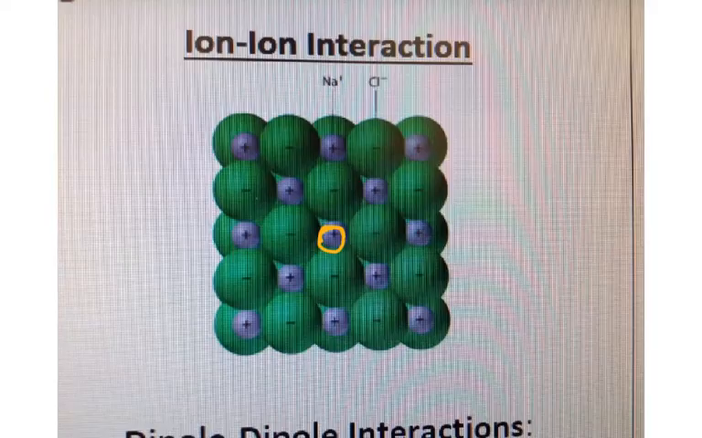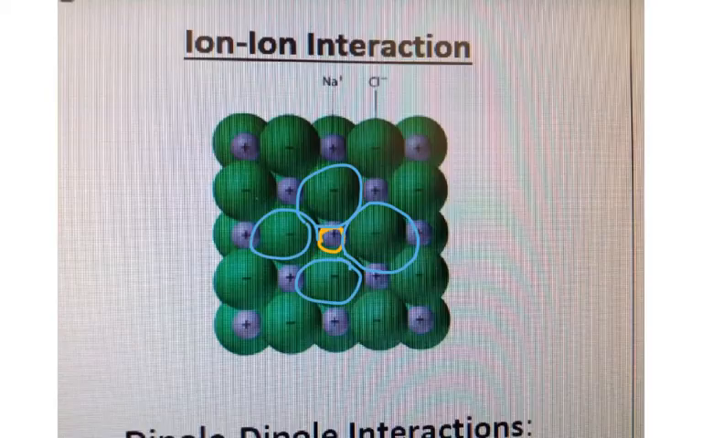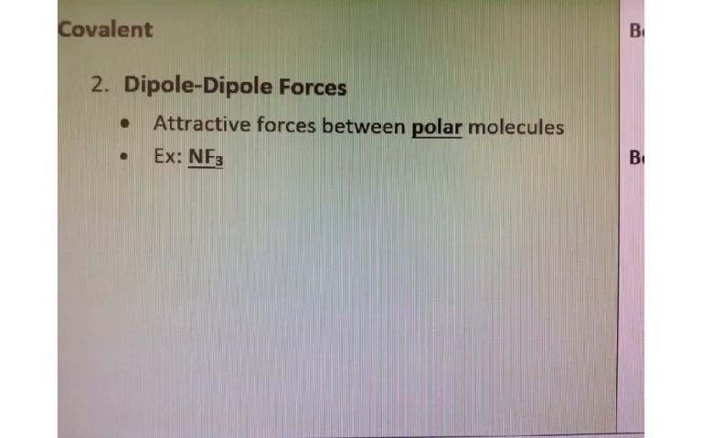Well, it exists by itself as Na with a positive 1, and if you look at it, it is surrounded by negatives. Every single side of that positive is surrounded by a negative, which means that interaction is extremely strong. So ion-ion interactions exist within an ionic compound, and they are extremely strong because they are entirely surrounded by the opposite charge.